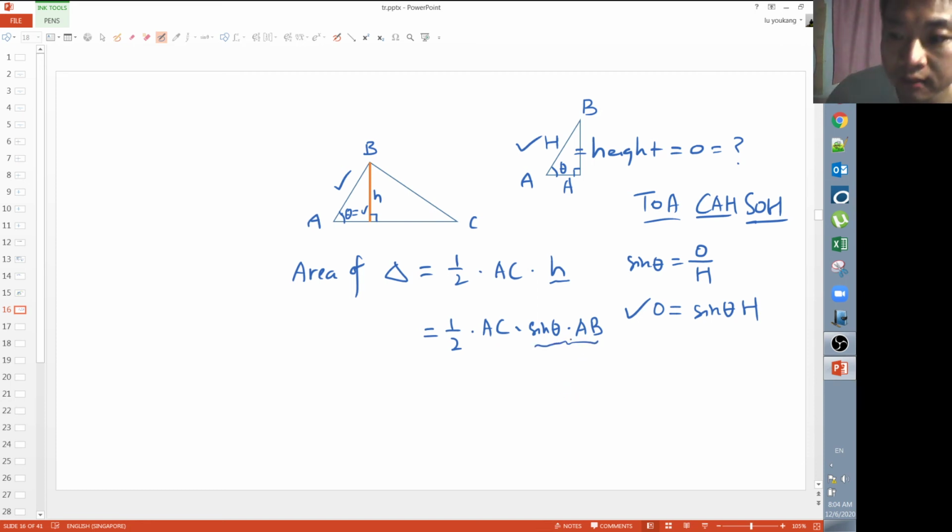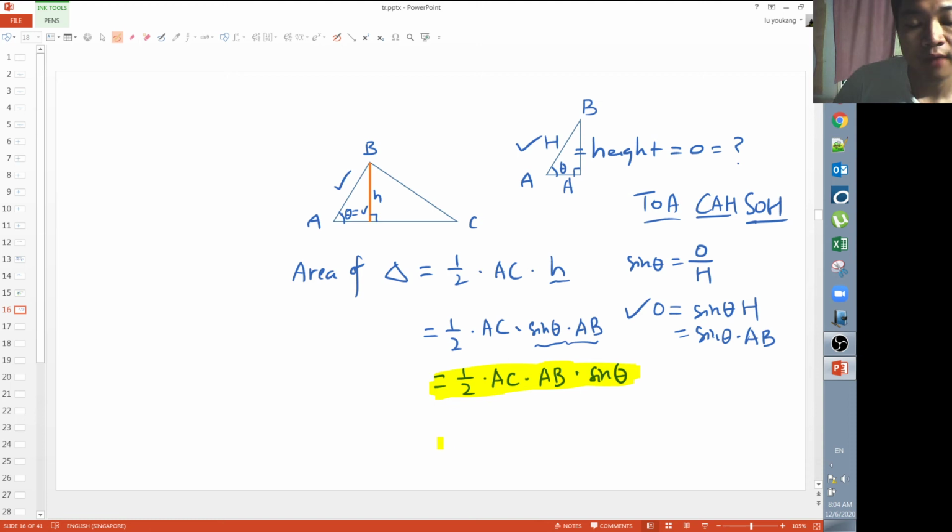How do I get it? I'm getting it like sine theta, and the hypotenuse H here is your AB. Therefore this formula can be given by half times AC times AB times sine theta. So this is another formula.